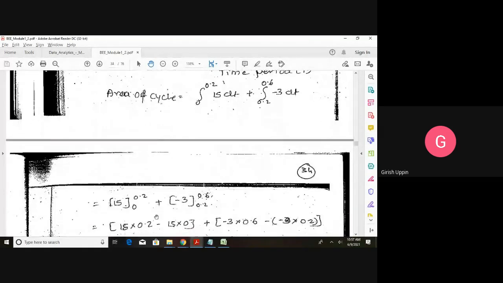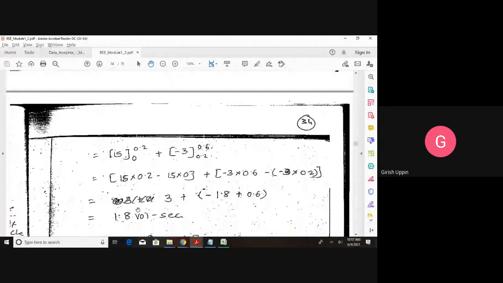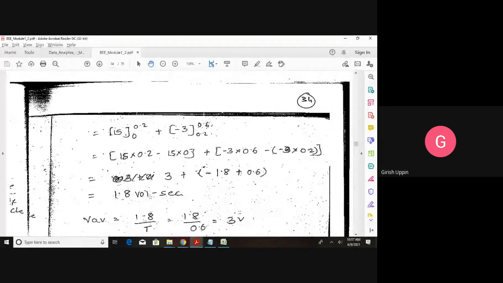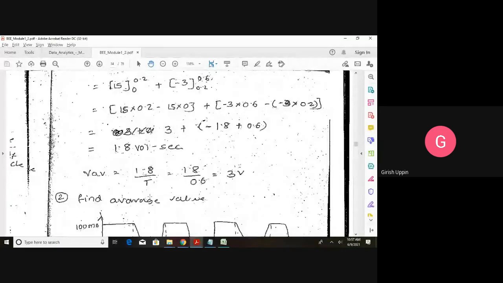So that is how we will get the total area, which will result in the same thing, whatever I explained, because both are rectangles. So what is the value you get? You will get 1.8 volts. So the total area is 1.8. Then average value is the area under one cycle divided by the time period. And what is the time period? 0.6. So 1.8 divided by 0.6, we will get 3 volts.